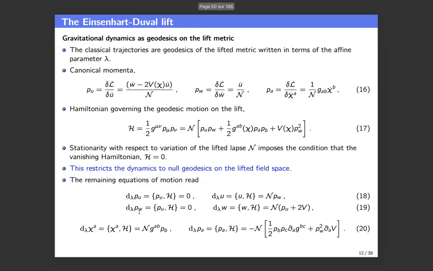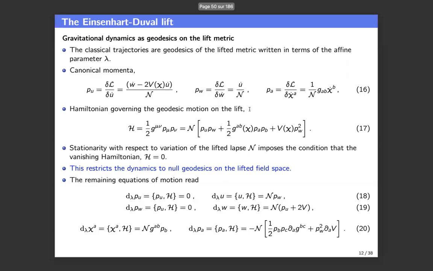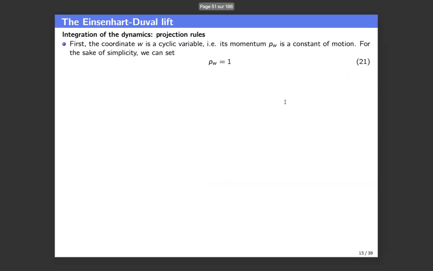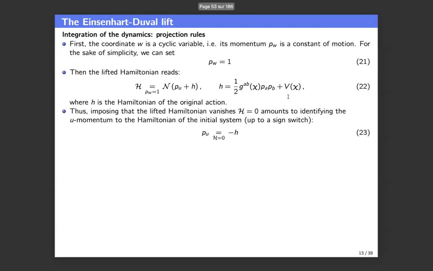And you see obviously that this guy is a constant of motion. First, the coordinate w is cyclic. You can check that it doesn't appear here. So it is cyclic, which means that, as I said, pw is a constant of motion. So we can set pw to 1, for example. Then the lifted Hamiltonian, the curly h, will be related to the Hamiltonian of the initial system by this relation. But since we focus on h equals 0, basically you will have this relation. So h is given by this.